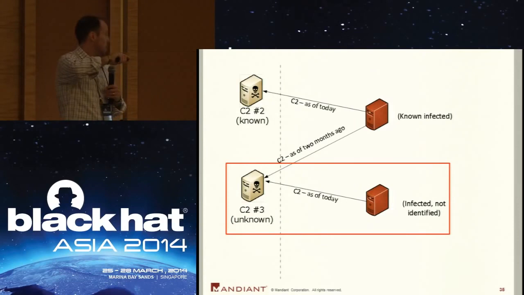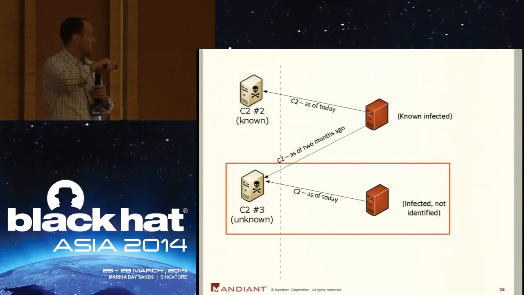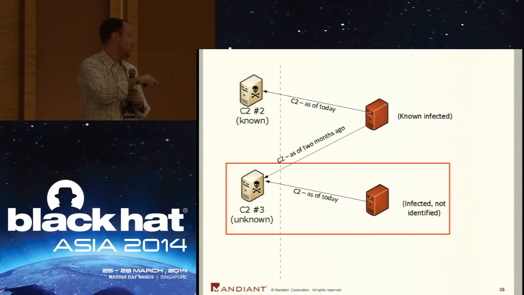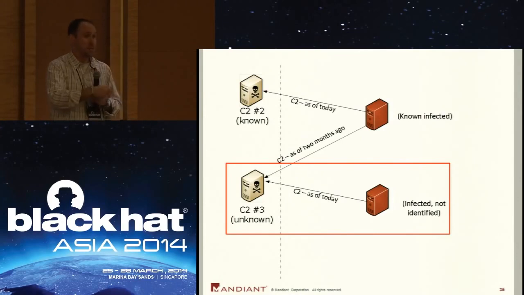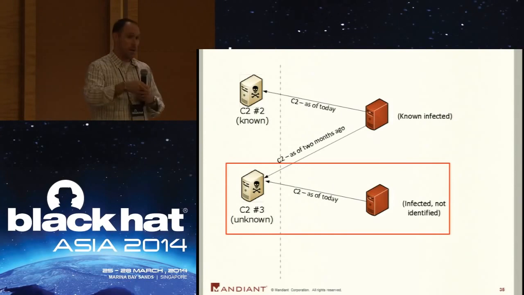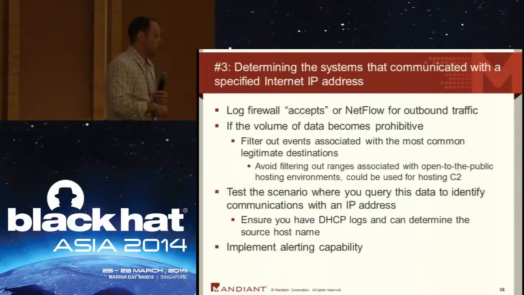But 2 months ago it was configured here. Today it's pointing to a different one. But maybe there's an additional system here that you don't know about that is currently communicating with this command and control, and you just got that IP from historical information. So my point is you want to be able to also leverage information back in time to look for systems that you may have otherwise missed.